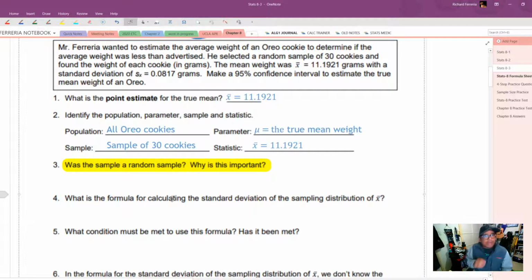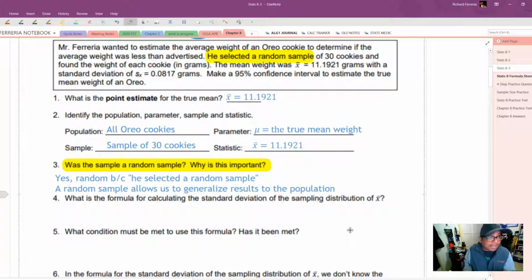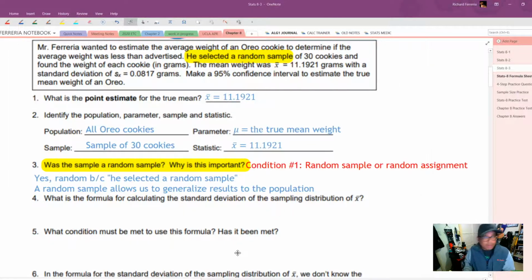Was that sample a random sample, and why is that important? Well, the answer to the first part is yes, it's a random sample because, quote, he selected a random sample. Oftentimes I like to quote part of the question to qualify some of these conditions. And don't forget that a random sample allows us to generalize the results to the population. That's why it's important. And like two lessons ago, this is our condition 1, either a random sample or a random assignment.